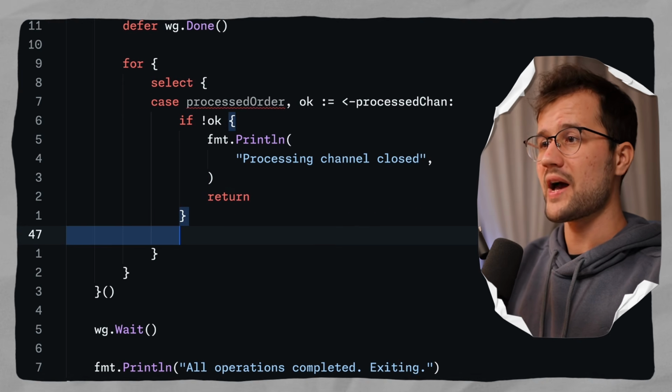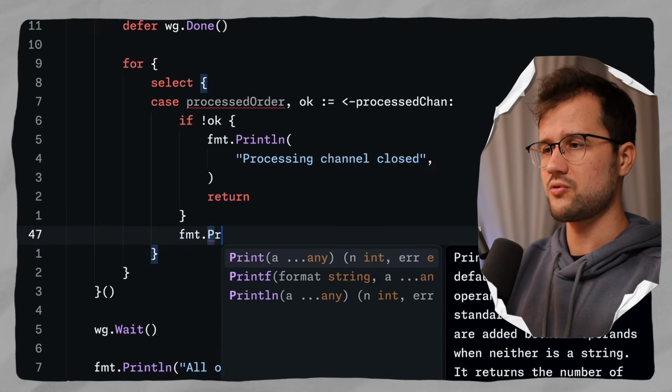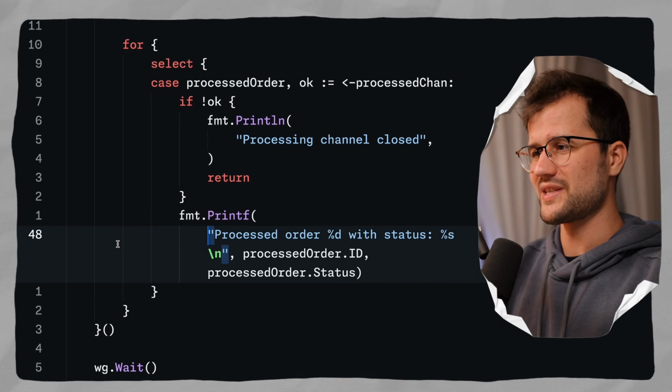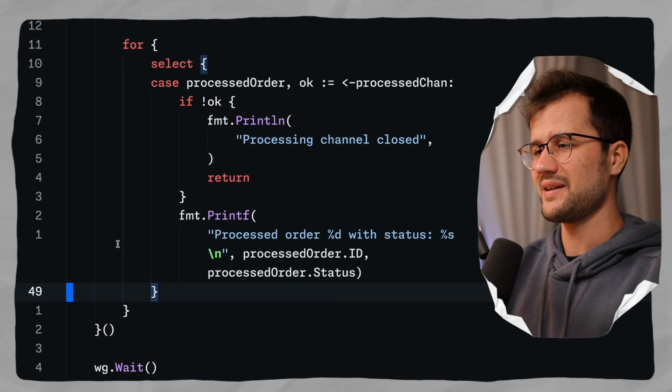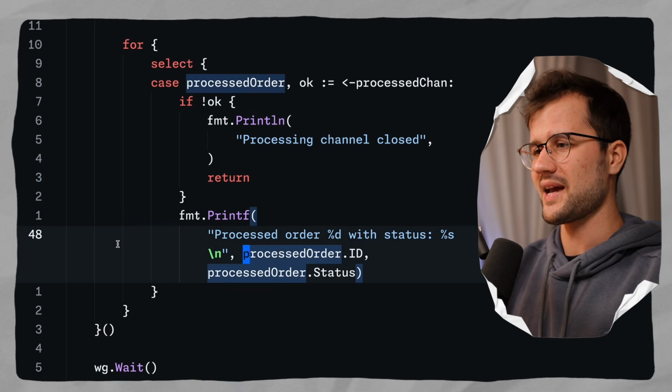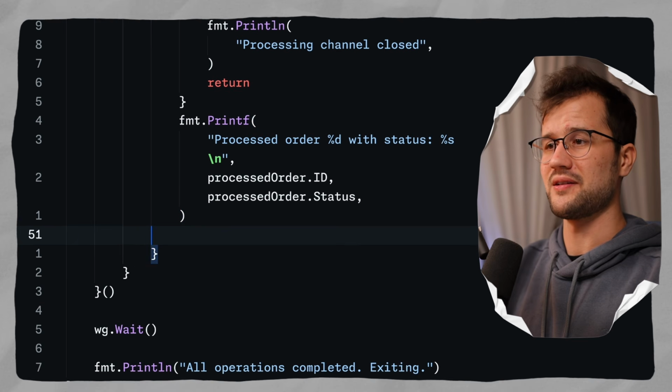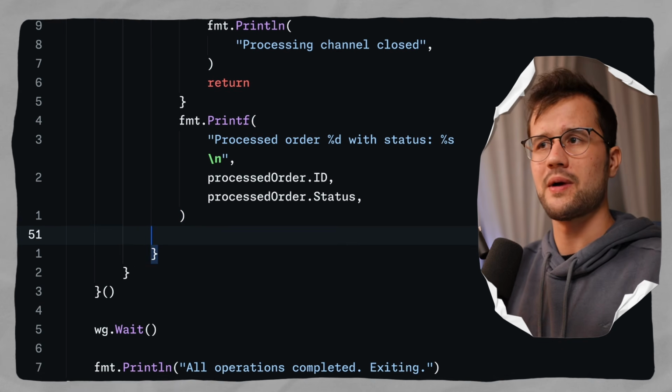And whenever we do have a processed order and the channel is not closed, we are going to print something to the console again. We are just going to say processed order, right? And then we just print the ID and the status. Okay, that's pretty cool. Let's just add another functionality here, because maybe we want some sort of timeout, right?